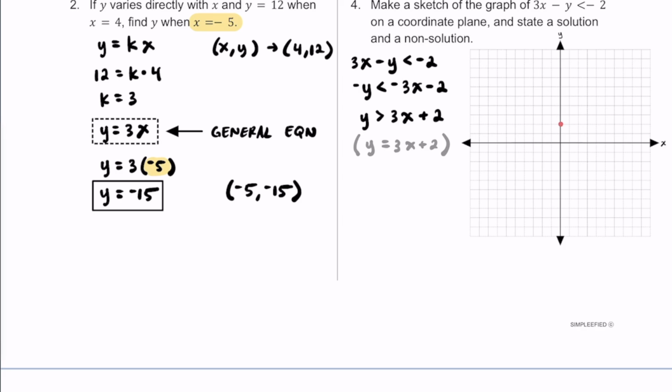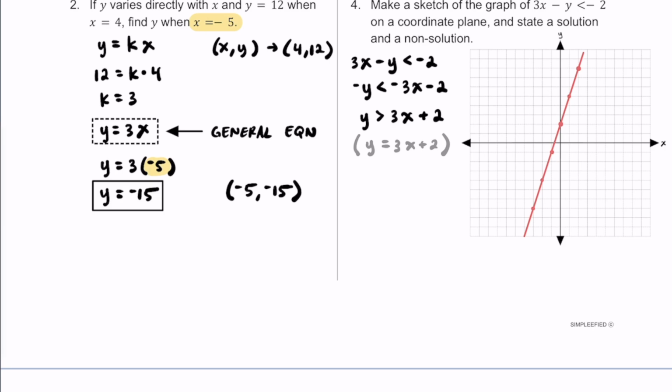Now our slope is going to be 3, so we're going to go up 3 over to the right 1, up 3 over to the right 1 as well. You can also go down 3 and to the left 1 because it's the same ratio. Down 3 to the left 1, down 3 to the left 1. All right, so this would be letting us know where the path of this line is going to be. Now, if this was an equation, we would go ahead and keep this as a solid line.